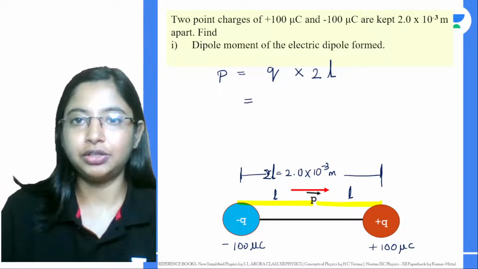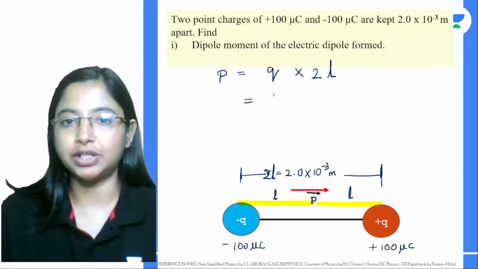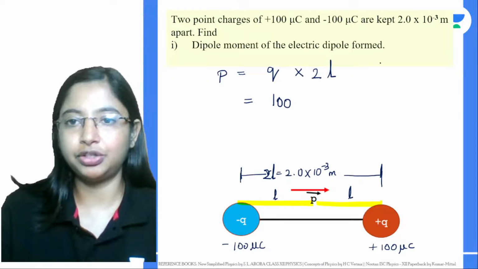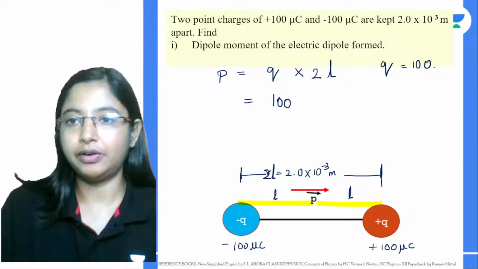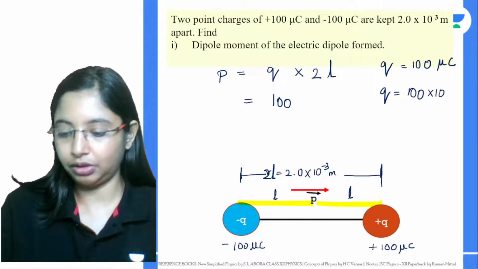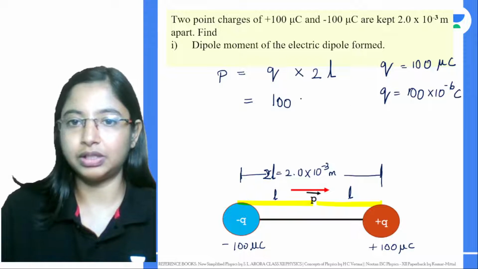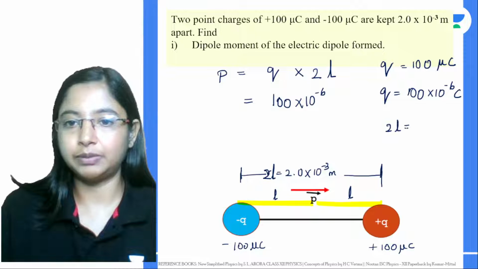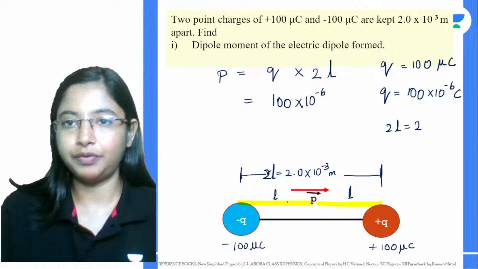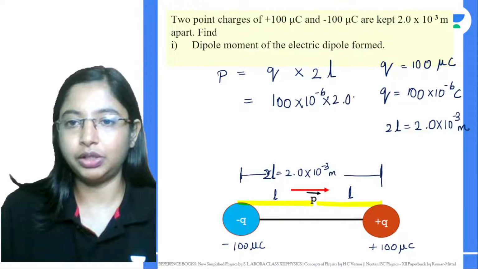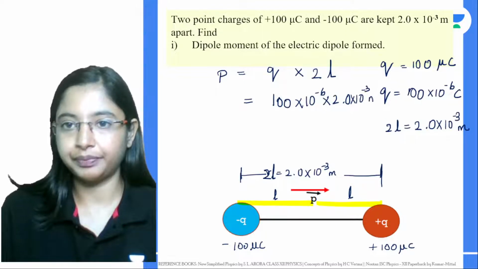So what is the charge here? The magnitude of the charge is 100 microcoulomb. Micro is nothing but 10 to the power of minus 6 coulomb, so this is 100 into 10 to the power of minus 6. And the distance of separation 2L is given as 2 into 10 to the power of minus 3 meters.